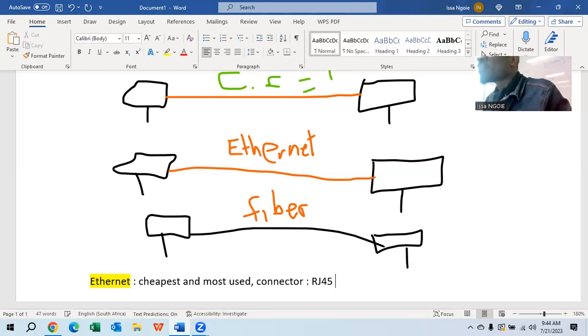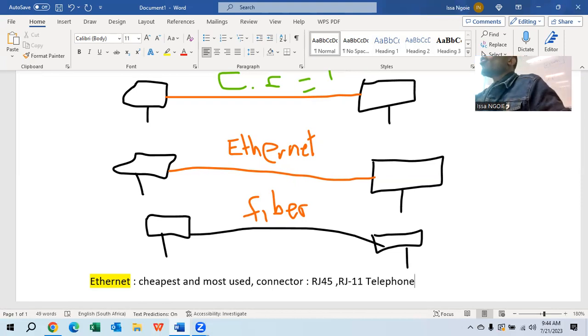There is also the smaller one, the RJ11. You know me, I'm a French person. For French, it's giving me trouble to pronounce. RJ11, this is for telephone lines. You cannot forget about this one. There are so many small questions. All right?